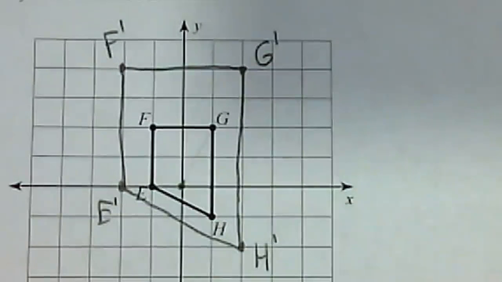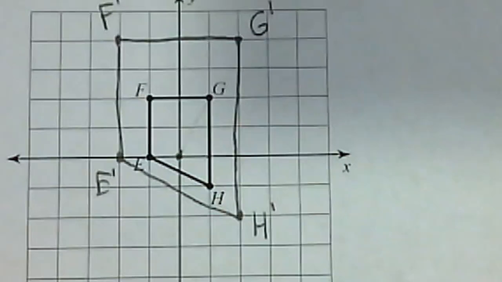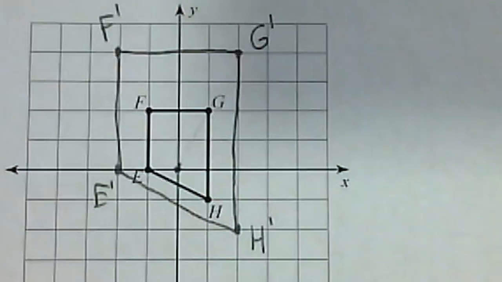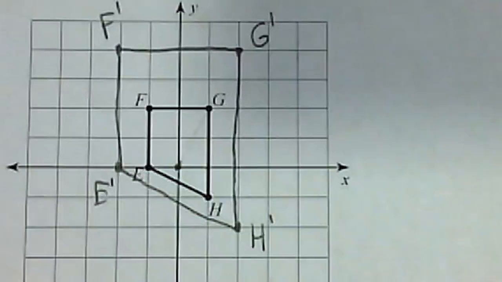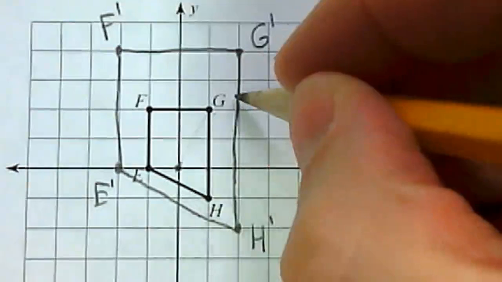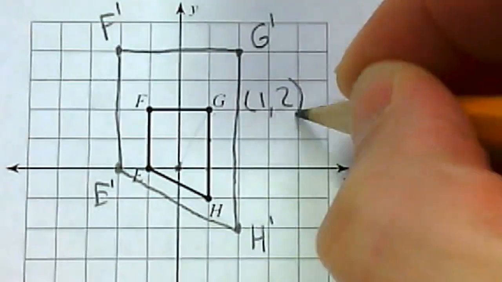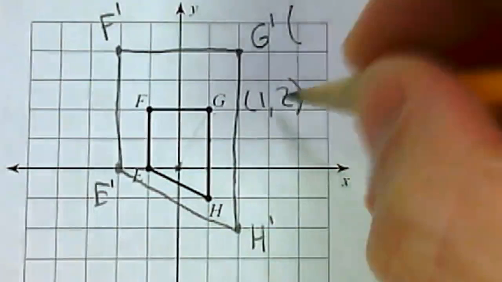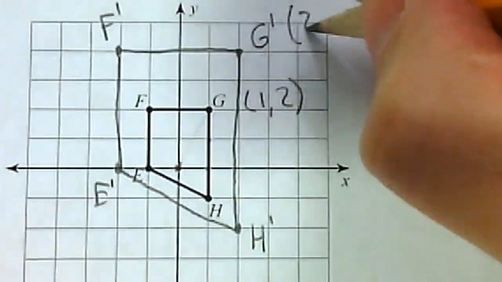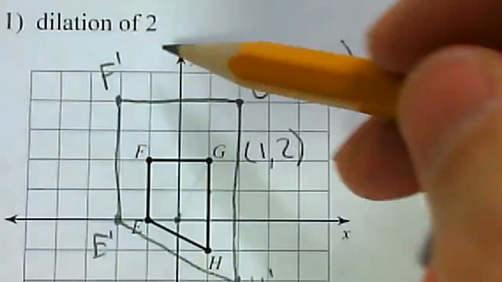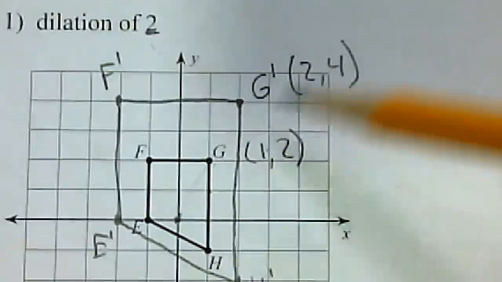Now, one cool thing that happens when you dilate from the center on a grid is that the coordinates change. You can find out what the new coordinates are just by multiplying the original coordinates by the scale factor. So, for example, notice that G is at coordinates 1, 2. G prime is at coordinate 2, 4. And then remember the scale factor here was 2. So 1 times 2 is 2, 2 times 2 is 4.